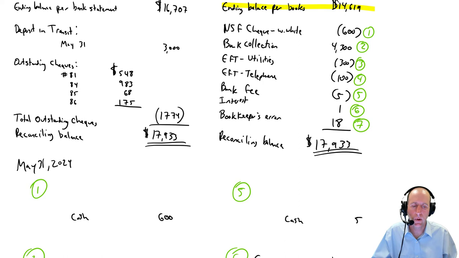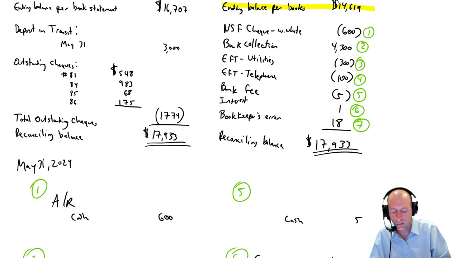It has gone bad. And I always think like role play here. Okay, so I get news from the bank that W. White has bounced the check. The first thing I'm doing is I'm picking up my phone. I'm calling W. White and I'm saying, W. White, your check bounced. You owe me money. And I'm reinstating their account receivable. I'm saying this person owes me money. Well, when a client owes you money on a bill, we debit accounts receivable.